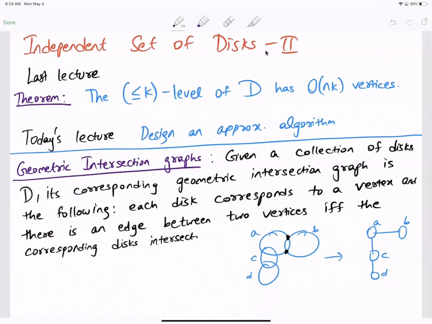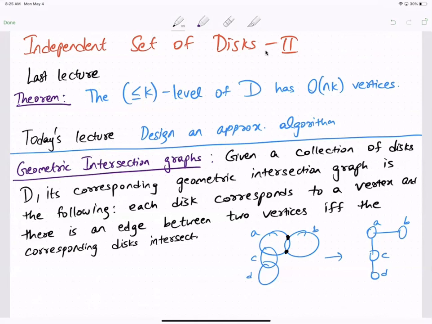So given a collection of disks D, its corresponding geometric intersection graph is the following. Think of each disk as a vertex, right? So if you look at the blue figure on the right, in the example, we have 4 disks here. Each disk will correspond to a vertex in the graph. So that's why we have 4 vertices. And when will we put an edge between 2 vertices? Because it's an intersection graph, we'll put an edge between 2 vertices only when these disks intersect. So that's why you'll see an edge between A and B, but you won't see an edge between A and D because the disks A and D don't intersect. So very simple.